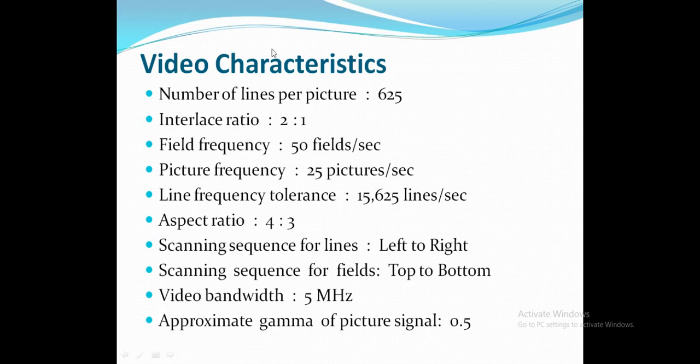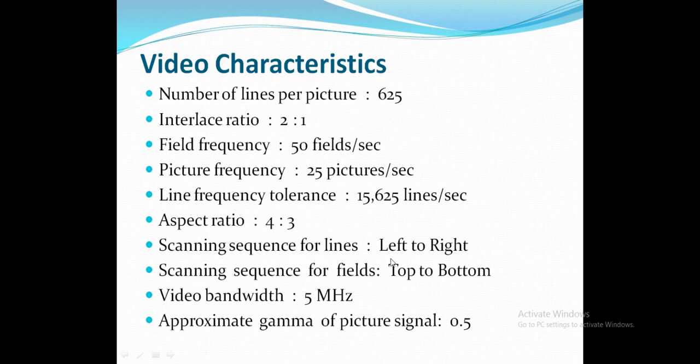First, the video characteristics. The number of lines per picture is 625, as we are using a 625 line system. Next, the interlacing ratio is 2:1. The field frequency is 50 fields per second. The picture frequency is 25 pictures per second. The line frequency is 15,625 lines per second. Next, the aspect ratio is 4:3.